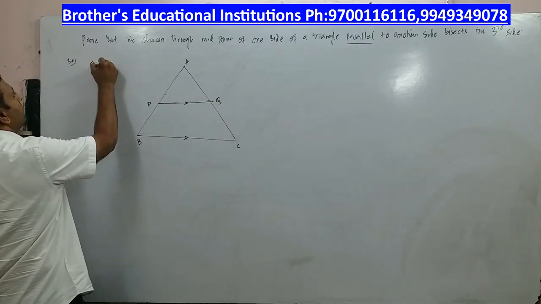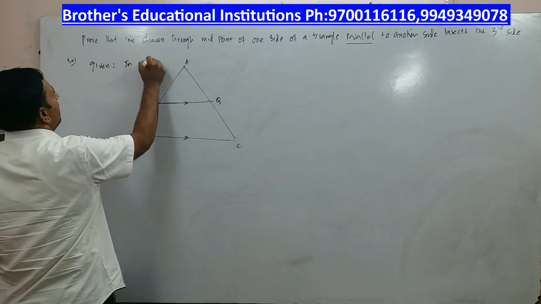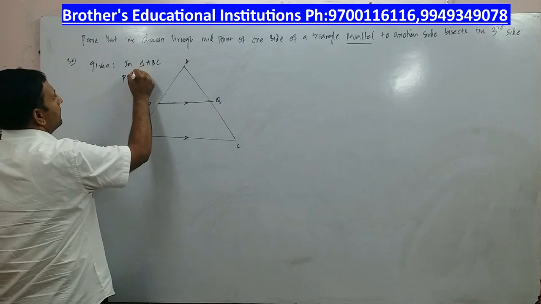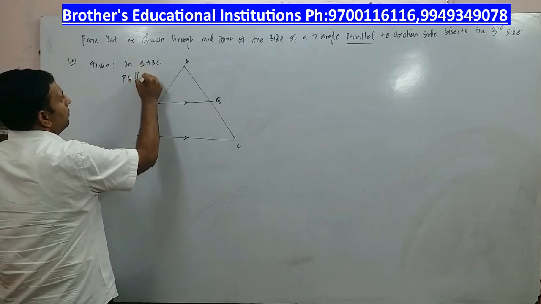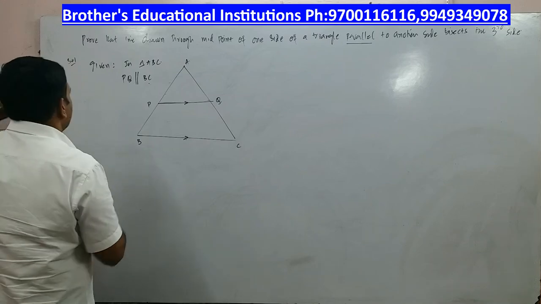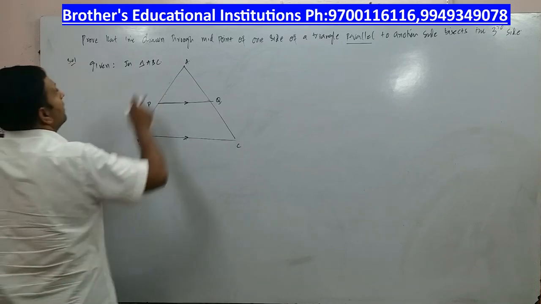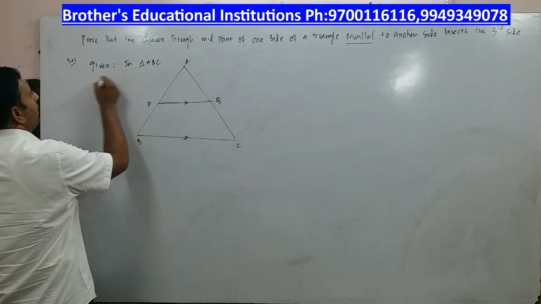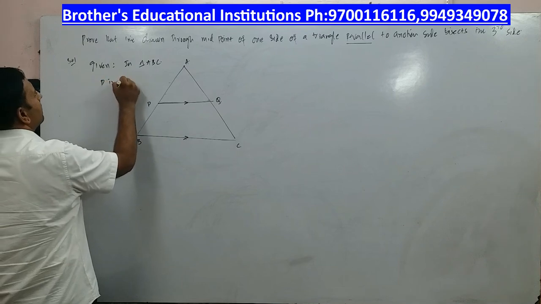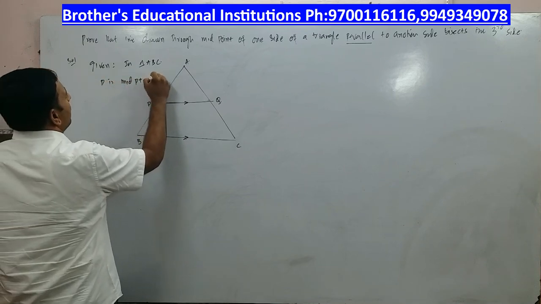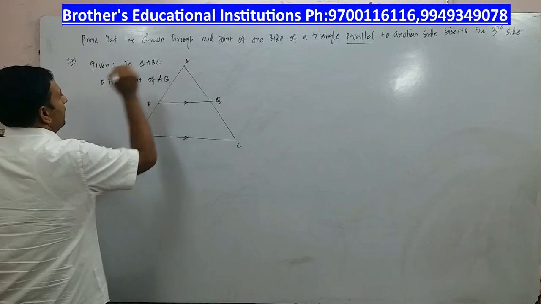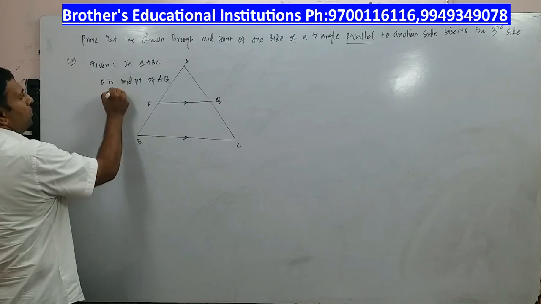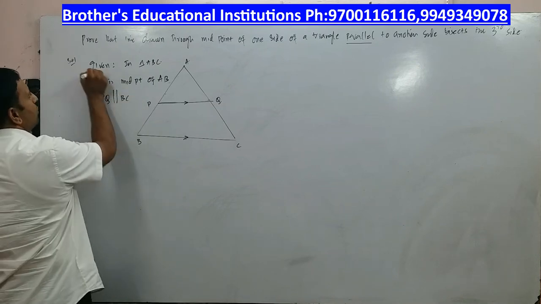So I will say in the given part, in triangle ABC, PQ is parallel to BC. Okay, that comes next. Line drawn through midpoint. So P is a midpoint of AB. In triangle ABC, P is the midpoint of AB, right? And it is parallel to the third side. PQ is parallel to BC. So this is the given part.